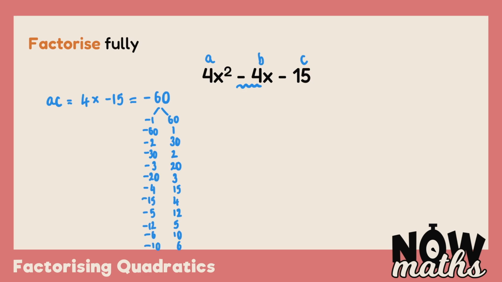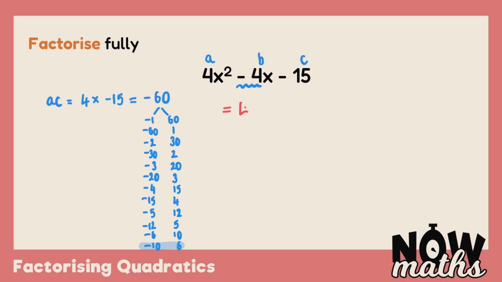So we've got lots of factor pairs here. And we need the pair which add together to give negative 4. If we add all of these together and check, the only pair which add to give negative 4 is the very last pair of negative 10 add 6. So we're going to go back to the original quadratic, and instead of writing this middle term as negative 4x, we're going to write negative 10x and positive 6x.